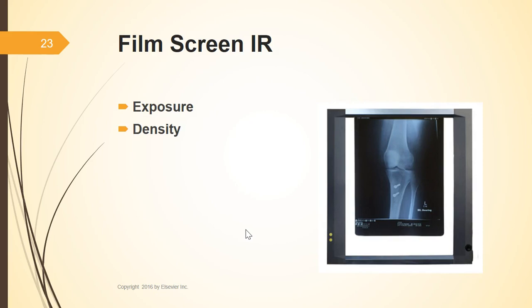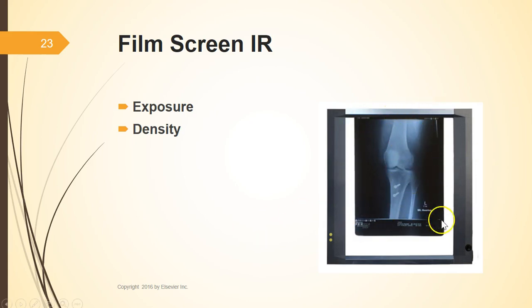So, the kVp has a greater effect on the image when using film screen. That's why I'm throwing you in a film screen again. Increasing the kVp increases IR exposure and the density produced on a film image, and decreasing it decreases exposure and the density produced on a film. But even more important is the contrast.